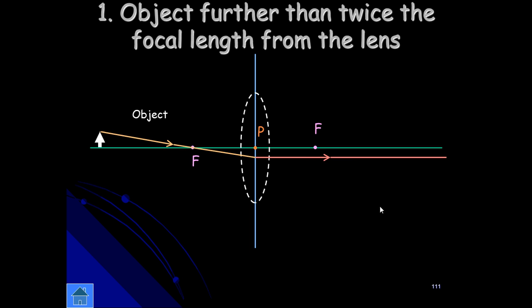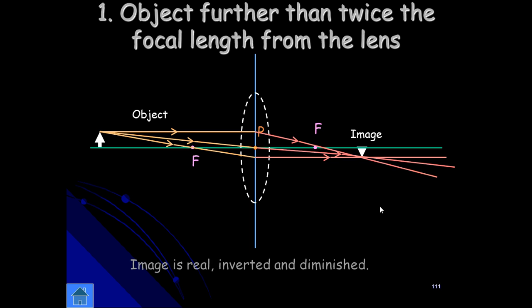First line, you can quite easily bring either of those two lines in, and the third line that goes straight through. Any two forms that image, and we call it real because it's inverted and it's smaller than the original, so it has got to be diminished.